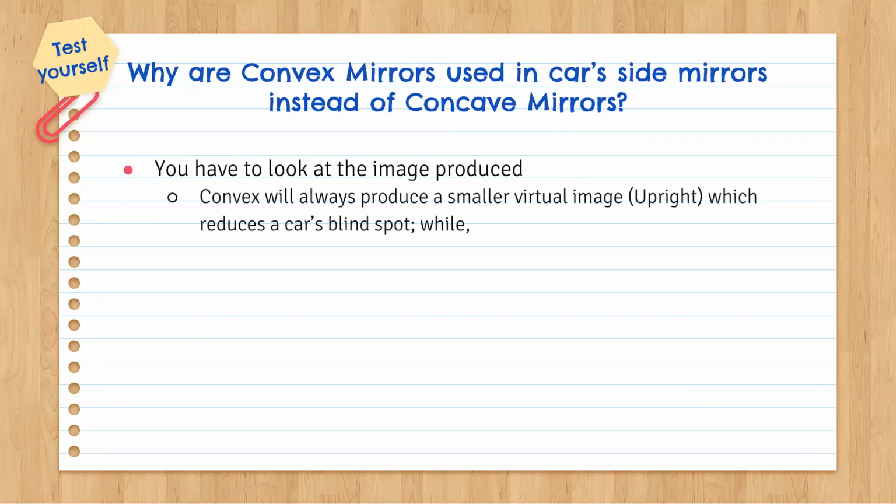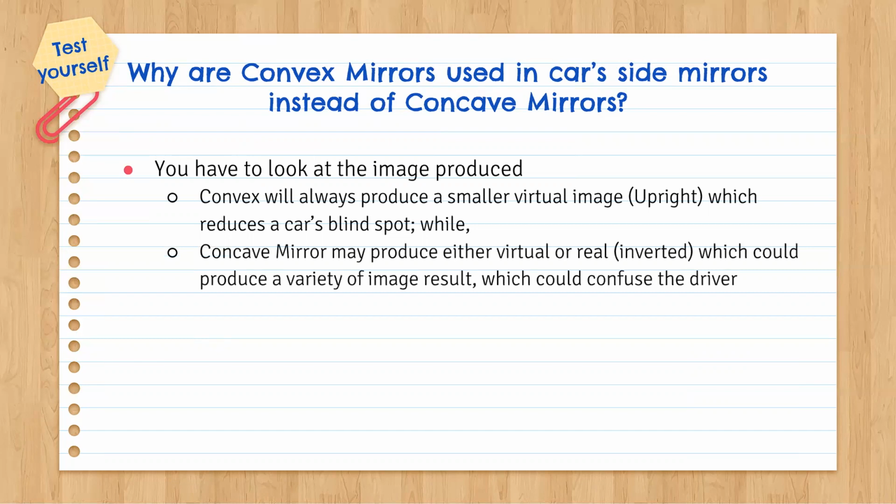Convex mirrors will always produce a smaller virtual image, which reduces a car's blind spot, while a concave mirror may produce either virtual or real images, which could produce a variety of image results. This could lead to the confusion of the driver. Now, between the two mirrors, we are always sure that a convex mirror will produce an upright image, which will lessen the driver's confusion. Hence, it is preferred to use a convex mirror as a side mirror.